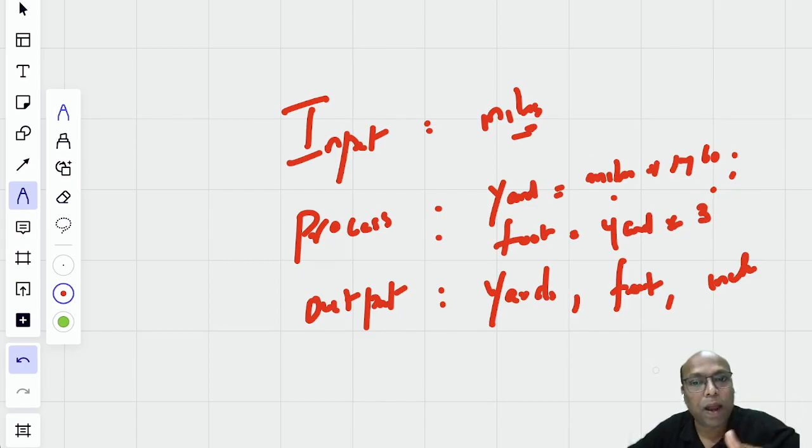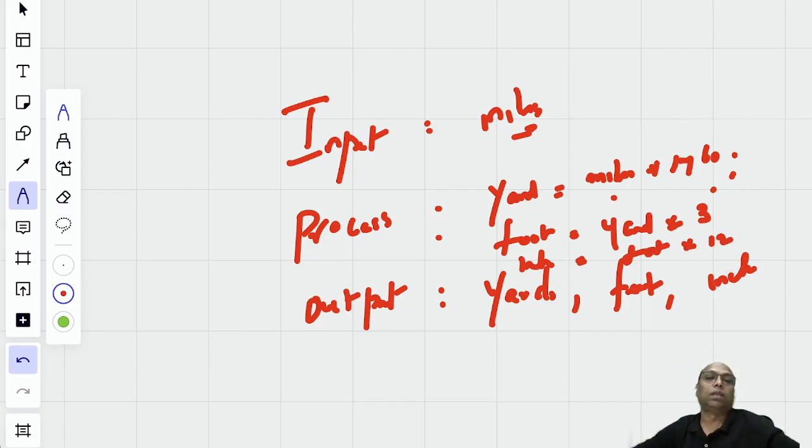Then if I have a foot in my hand, I can get inches. Inches is equal to... 1 foot is 12 inches. Therefore, I'm going to multiply by 12. So this is my input, this is my process, and this is my output here in this case.